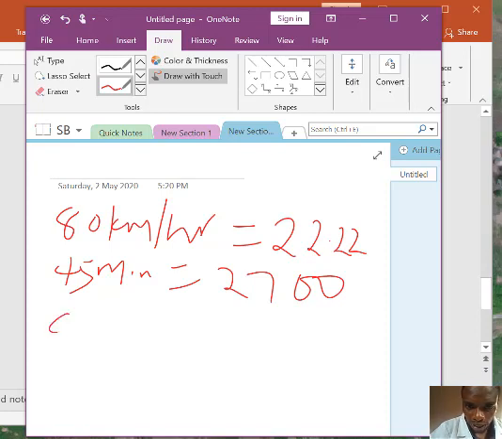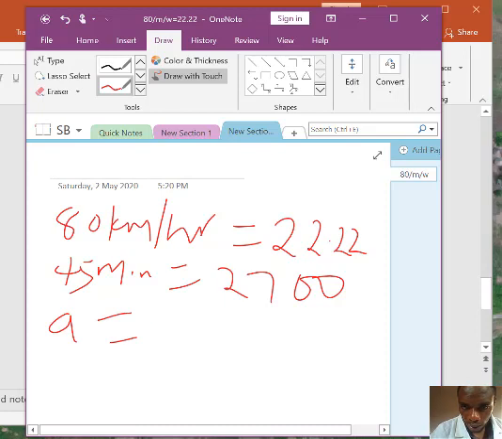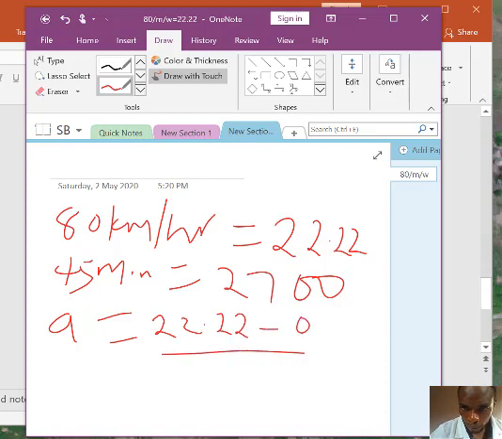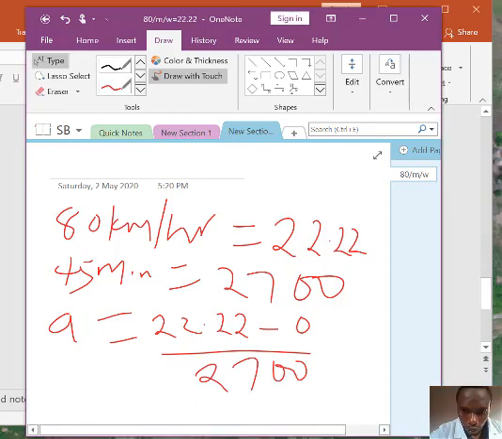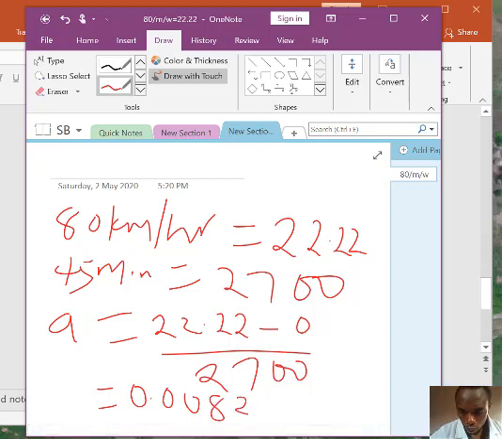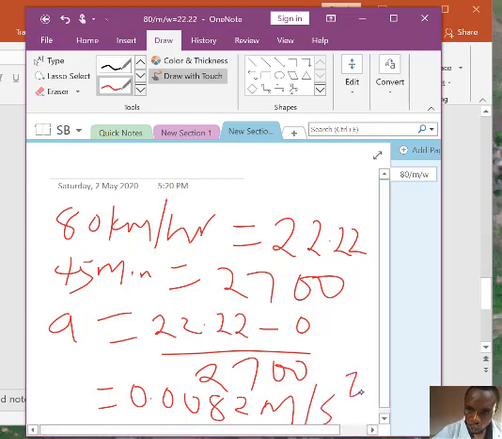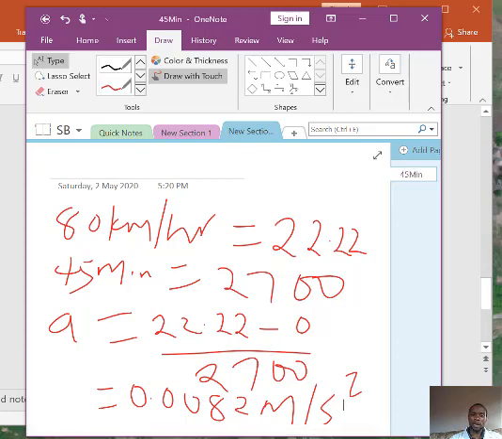So the acceleration will now be 22.22 minus 0 divided by 2700, and so it will give us 0.00822 something. That is meter per second squared. So this is the acceleration in meter per second squared.